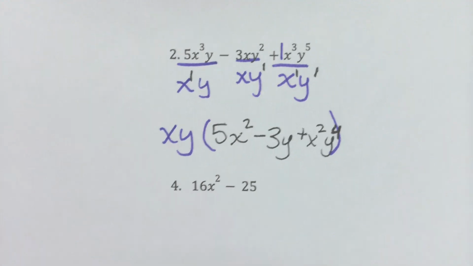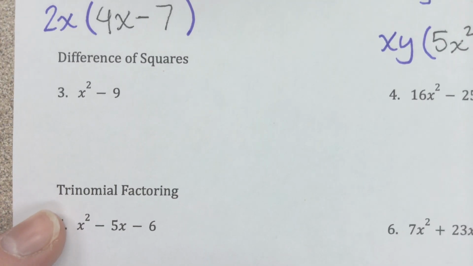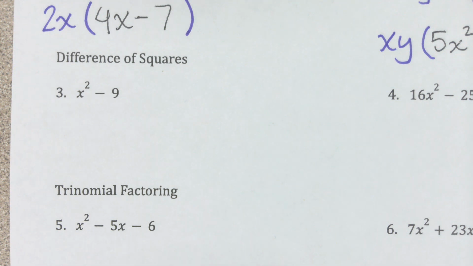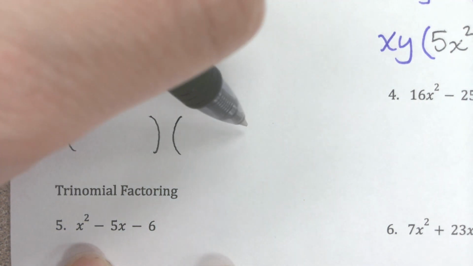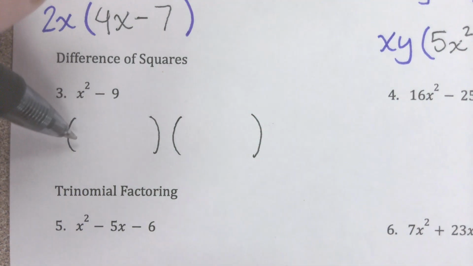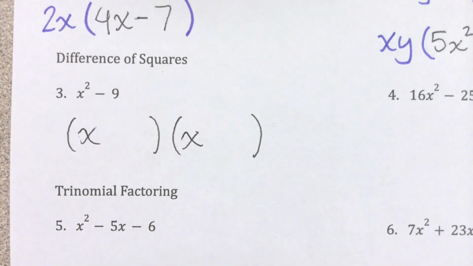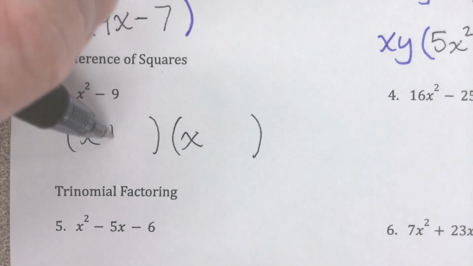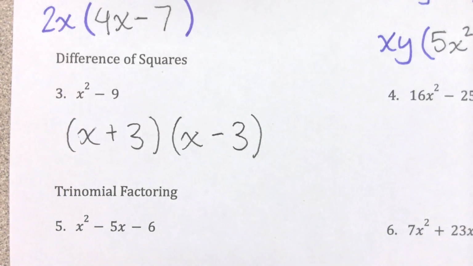Okay. Next category, difference of squares. X squared minus 9. When I factor it, what is the answer? I'll give you a hint. We have x's in the front. That's pretty standard. Devin? X plus or minus 3. Yep. We have an x plus 3 and an x minus 3.